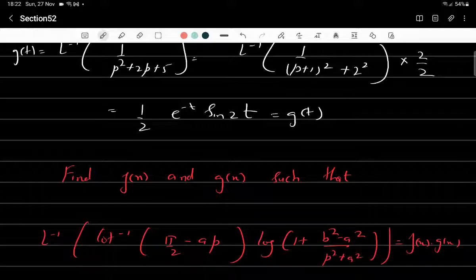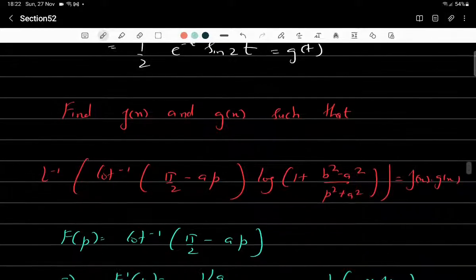Again, spend some time and think over whether you can find them or not. Now cot inverse of (pi by 2 minus ap) does not look trivial. But try to differentiate it and see. If you call it f of p and differentiate it, you will get f dash p, which is d by dp of f of p. Now recall the relation between d by dp of f of p and f of x: Laplace of minus x f of x is f dash p. It means I can easily get the value of minus x f of x by taking the Laplace inverse of f dash p. Try to compute it and match the answer.